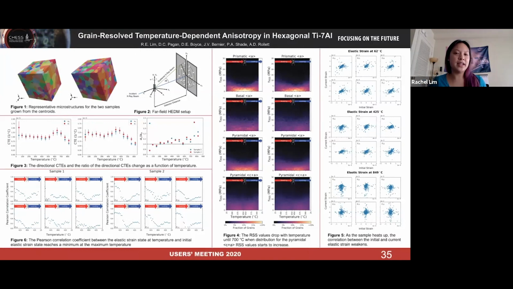Two samples of Ti7Al were heated up while far-field high-energy X-ray diffraction microscopy patterns were being taken in order to study the effects of this thermal anisotropy. The thermal expansion coefficients and the ratio of the coefficients were found to be temperature dependent. It was also found that this anisotropic thermal expansion caused a change in the internal stress and strain state of the material as a function of temperature.